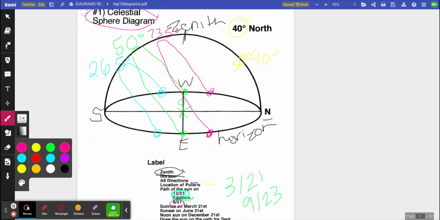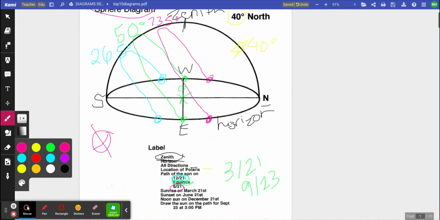So those numbers you'll see between 50 and 26.5, that's a change of 23.5 degrees. And between 50 and 73.5, that's a change of 23.5 degrees. So that has to do with the tilt of the Earth, whether the Earth is tilted towards the sun or away from the sun, with the equator there.